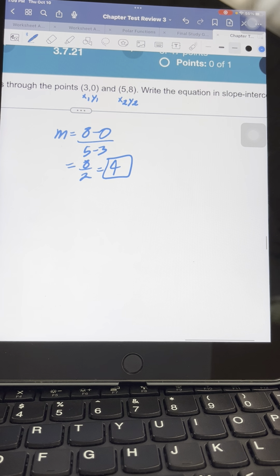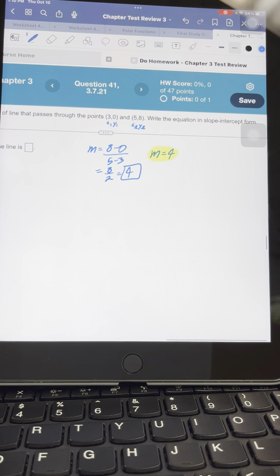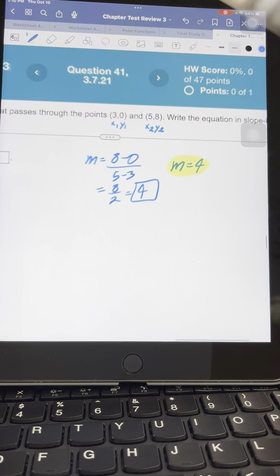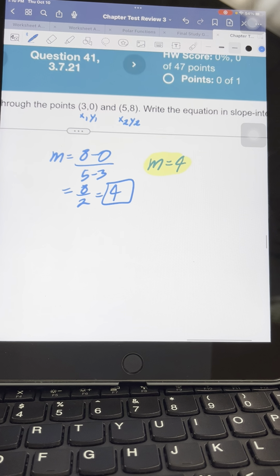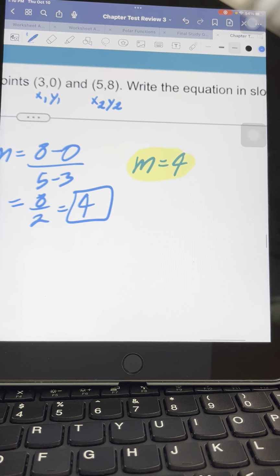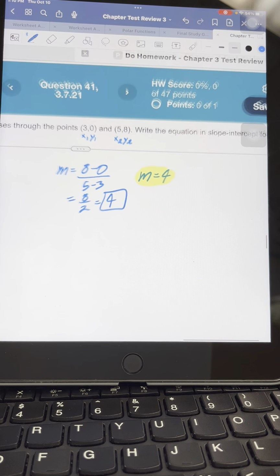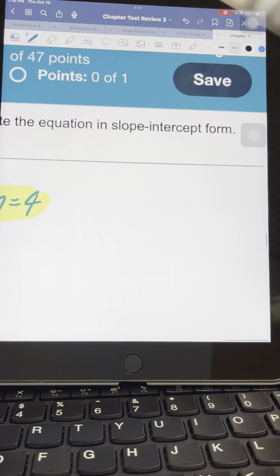Let me just highlight that so we don't forget it. Slope is 4. Okay. Now, what is next? Now I need my y-intercept, but I don't have one. So what can I do to find that? That is a good question. Since we don't have our y-intercept, that means we cannot put it into slope-intercept form right away. So what can we do?